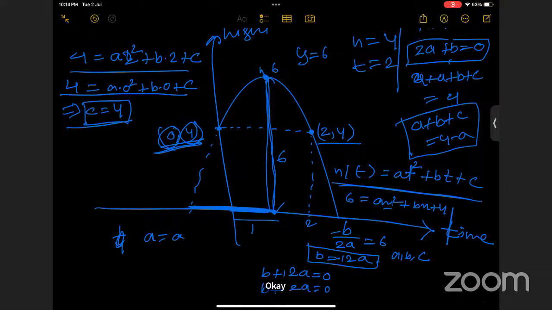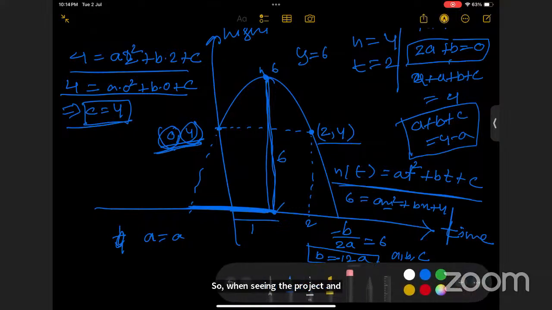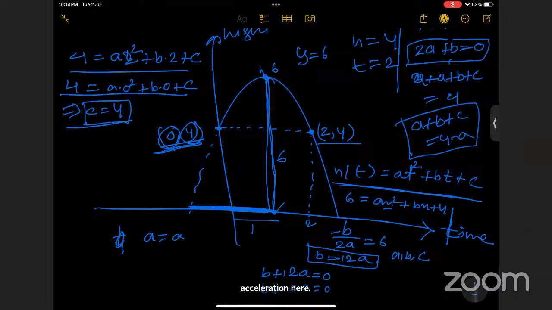We can't assume a height. Just draw the ground. We are assuming the ground at 0, right? Yes. We can't assume anything. Whatever is given in the question, we only have that much data. We can't assume anything here.